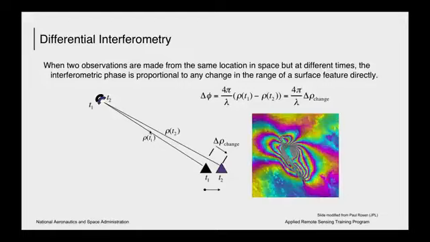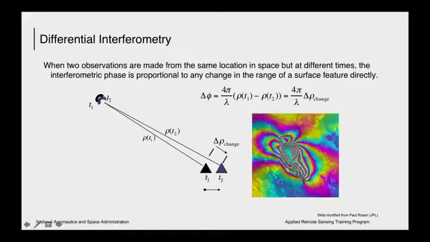And so this is just showing an example of how the phase of ground deformation works. We have our two antennas up here. At time t1, the range or distance of the ground is rho t1.